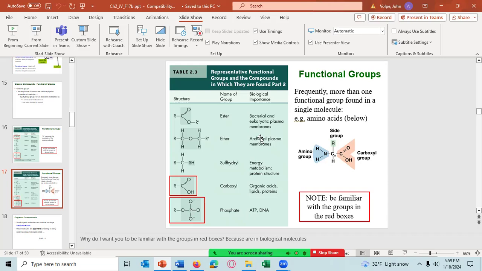Frequently, more than one functional group can be found in a single molecule. For example, all amino acids shown below have both an amino group and a carboxyl group on the amino acid. Any question about any of that?